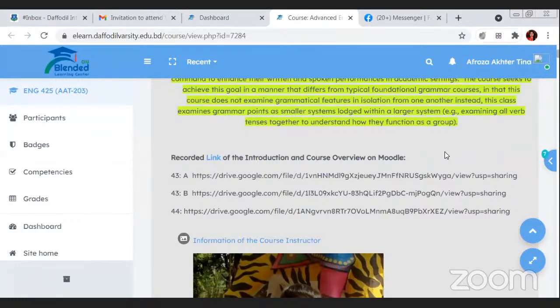I shared this same course with three batches, three sections, as you can see. I had 43A, 43B, and 44. These three are the section numbers.